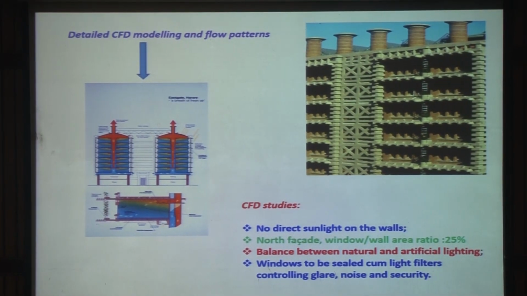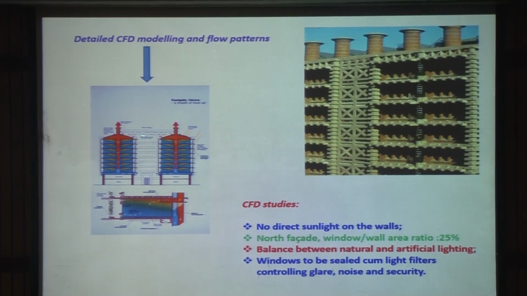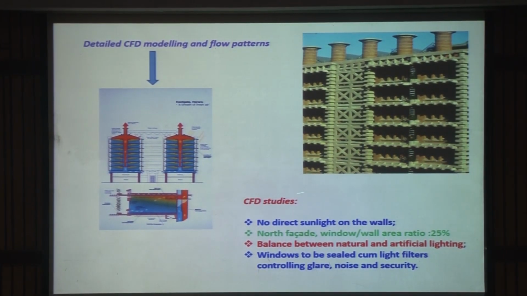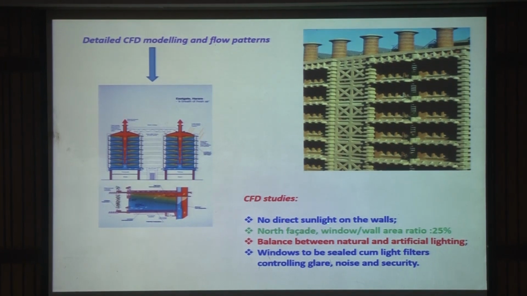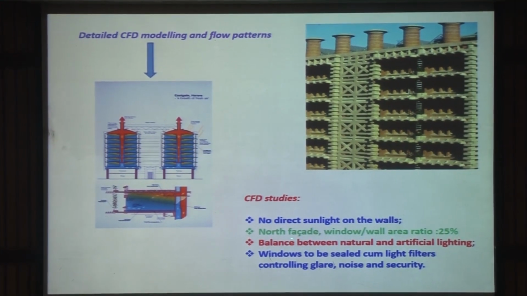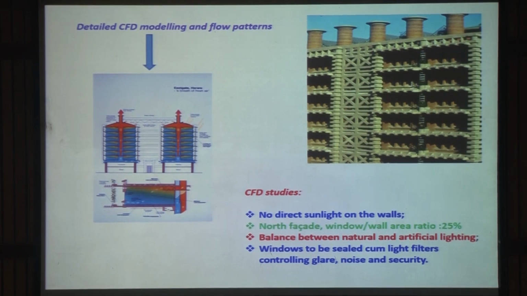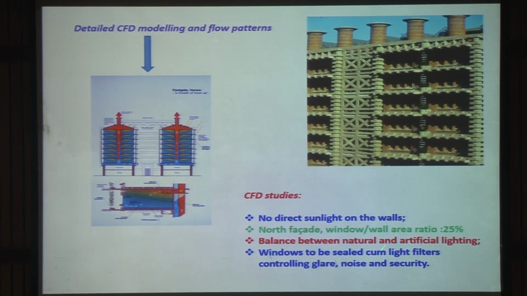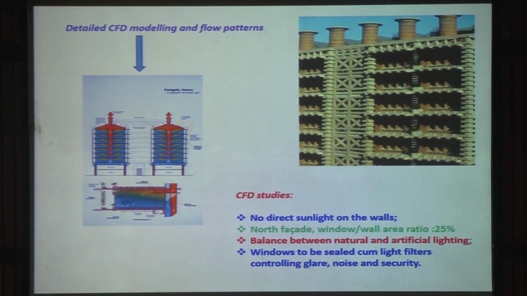CFD modeling was done by that engineering consultant group. They look at the flow patterns. So CFD study showed that there should be no direct sunlight on the walls. The north facade, on which the sun is very strong, window to wall area ratio should be only 25%. Balance between natural and artificial lighting. Windows to be sealed, they have to become light filters, controlling glare, noise, and security.